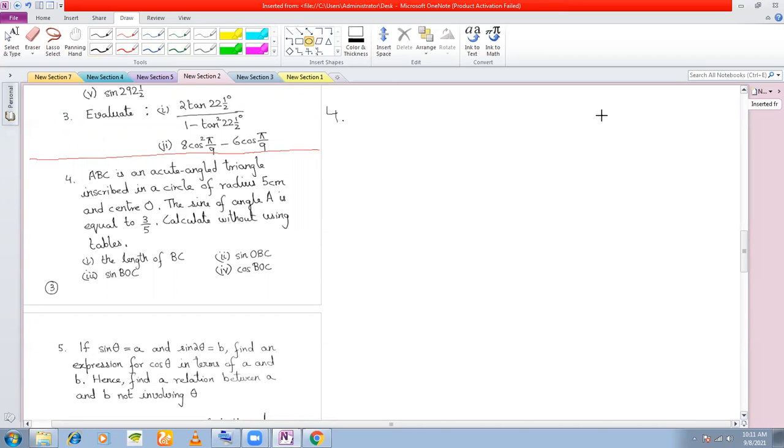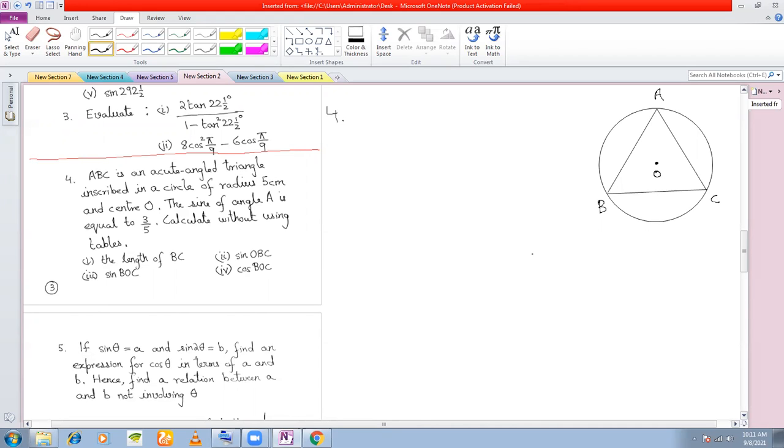Okay, so let's draw this. This is your circle and you have an acute angle triangle in this. Acute angle triangle means all the angles of the triangle are acute. This is an acute angle triangle inside this, and you have the center of the circle here. Call this ABC. And let's call the center O.